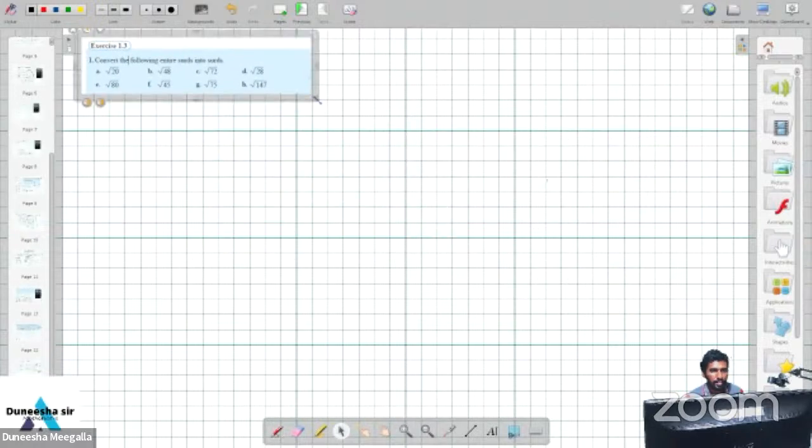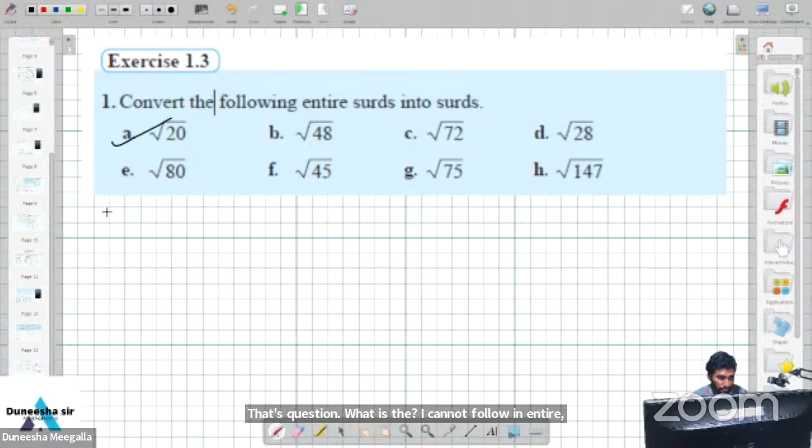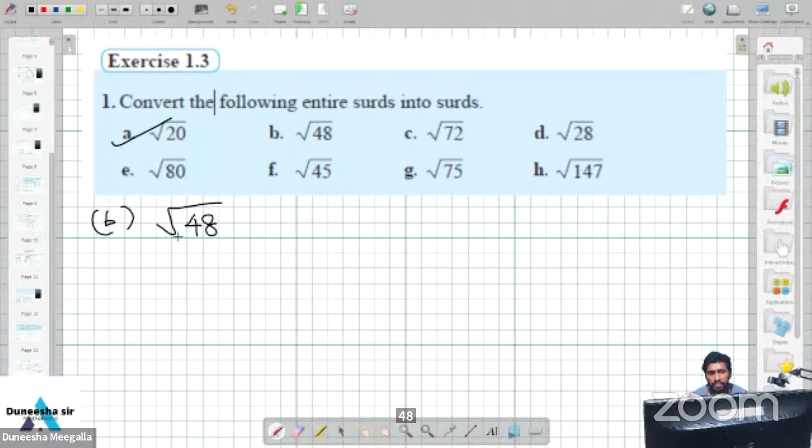In the example, we did the first question. Convert the following entire surd into a surd. Okay, the first one. 48. 48. For 48 you can use division.